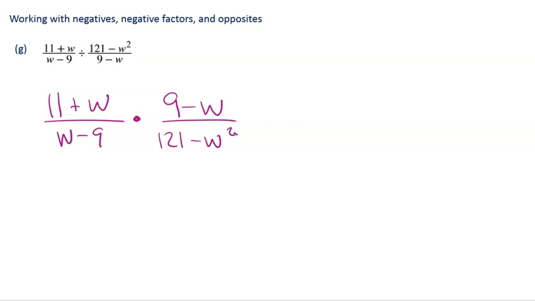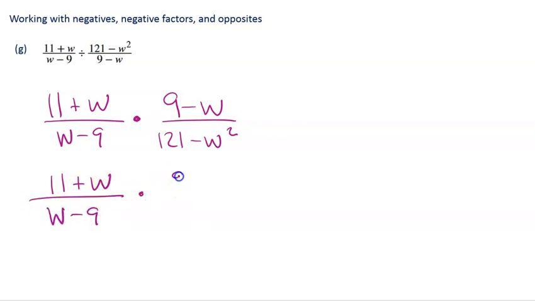Now you're allowed to cancel common factors in a numerator and a denominator. But you want to factor everything first. Look, right here, 121 minus w squared, that is a difference of squares. Once again, they make really good examples when you're dealing with negative factors, okay? So I'm going to factor that before we do anything else. I know you see there's something we can do right now, but I'm going to wait on it, okay? So w minus 9.